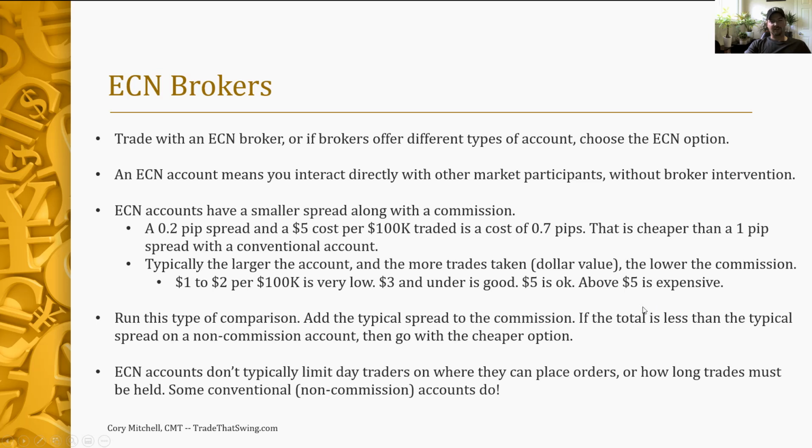If you're getting above $5, that's going to get pretty expensive, because we want to run the comparison: add the typical spread plus the commission, and see where you're at. If you're paying $7 per 100,000 and your typical spread is 0.2, 0.3, you're paying a pip anyway. It's just broken up in a different way. You're paying cash for 7/10 of it, and you're paying 0.3 pips for the other 3/10, but you're still paying a pip overall. And we want to keep our costs down to 0.7 or lower when we add up the spread plus our commission cost.